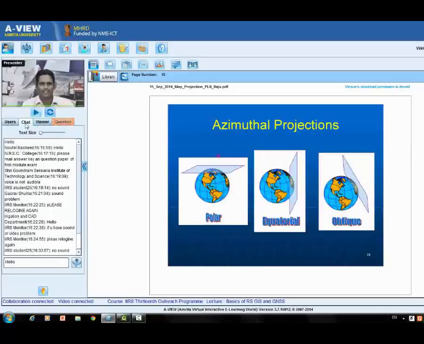And then when you come to projections, there are three types: azimuthal, cylindrical and conical projection. The first projection shown here is azimuthal. In azimuthal you can put a surface on the north pole, or on the equator, or put your plane somewhere in between. So that is called an oblique type of projection.